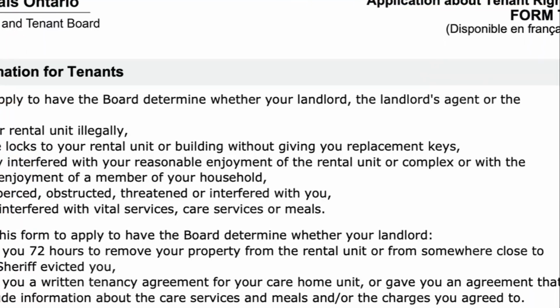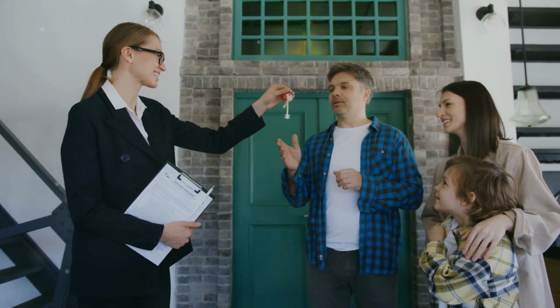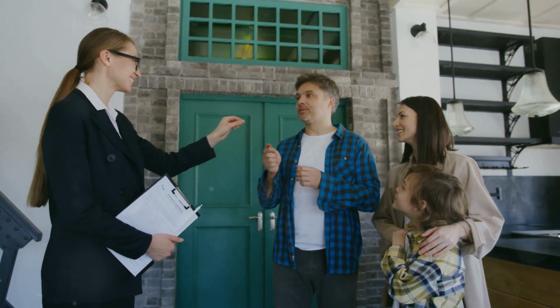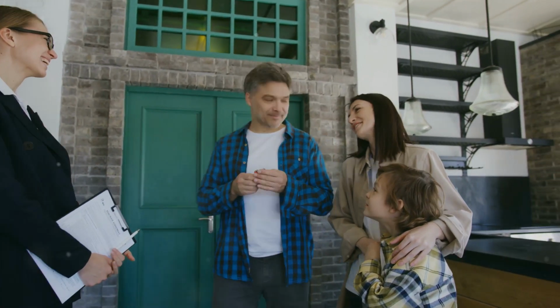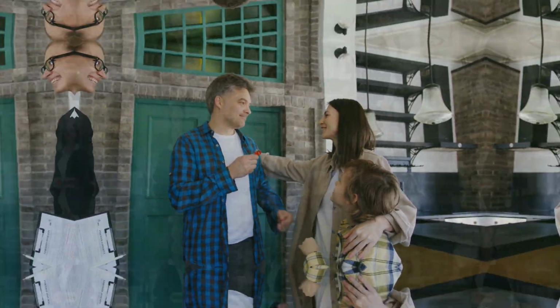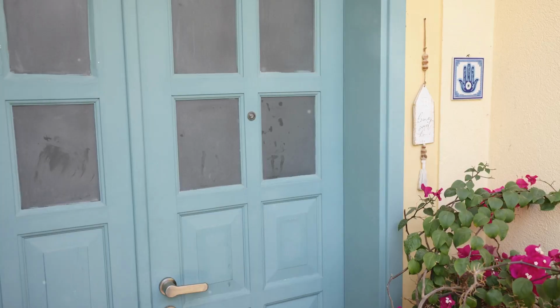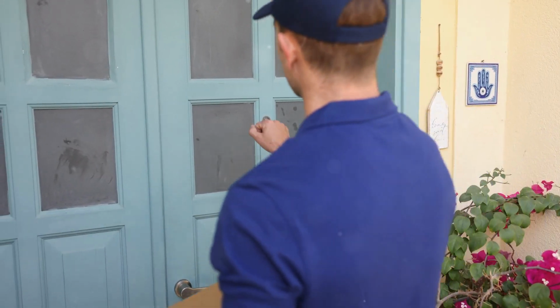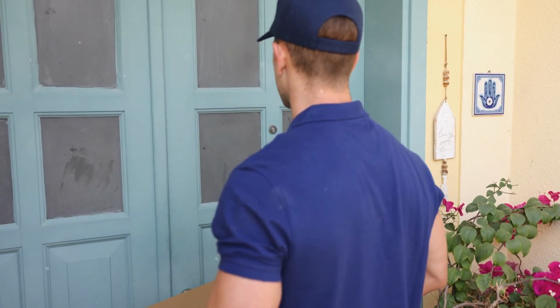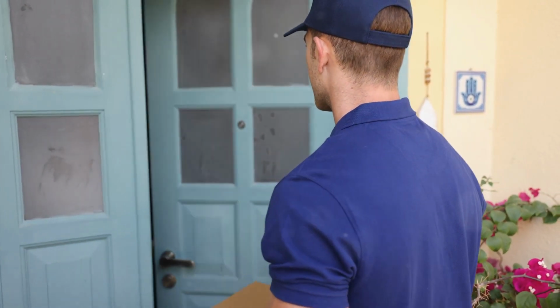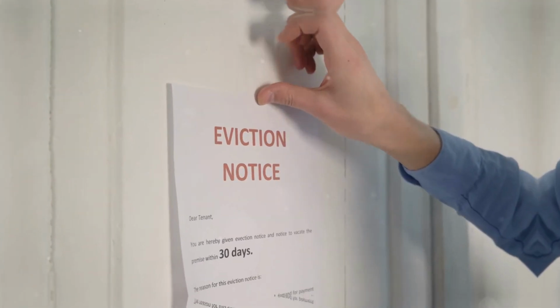What is a T2 application? The T2 application is designed to address issues where a tenant feels their landlord is violating their right to reasonable enjoyment of the rental property. Common reasons a tenant might file a T2 include harassment. This can include actions such as constant, unnecessary visits, making threats, or otherwise intimidating the tenant in a way that makes their living situation unpleasant or stressful.